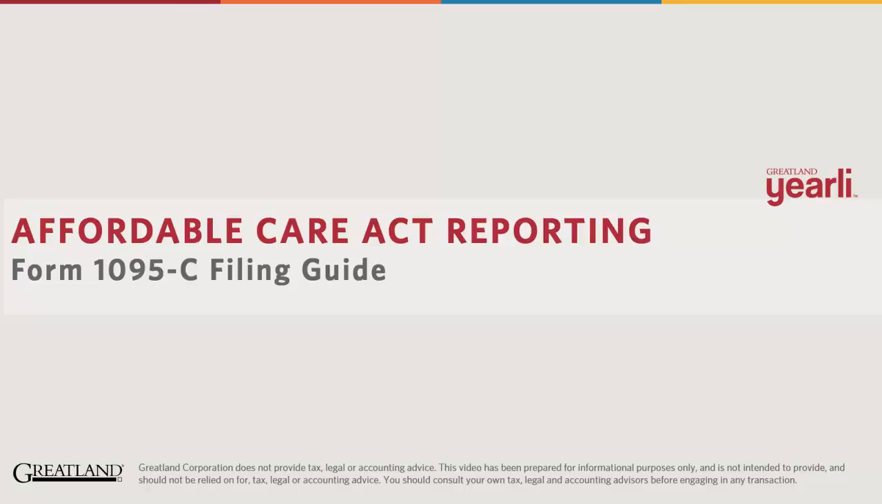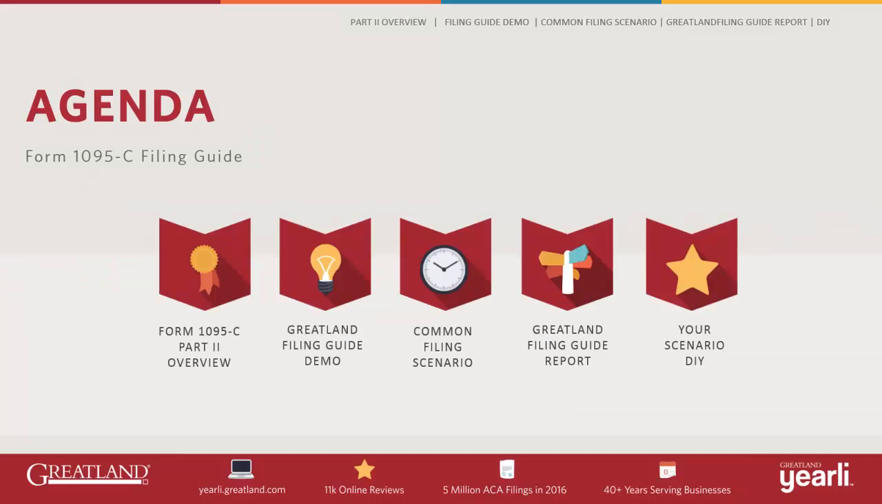Hello, this video provides a walkthrough of a filing guide tool created by Greatland to help you determine how to complete lines 14 through 16 on Form 1095-C. I will provide an overview of Part 2, lines 14 through 16 on Form 1095-C. Then I will demonstrate the use of Greatland's filing guide tool by using a common filing scenario and show you an example of a report generated from this tool. Lastly, I will show you how you can get direction on your own common employee scenarios.